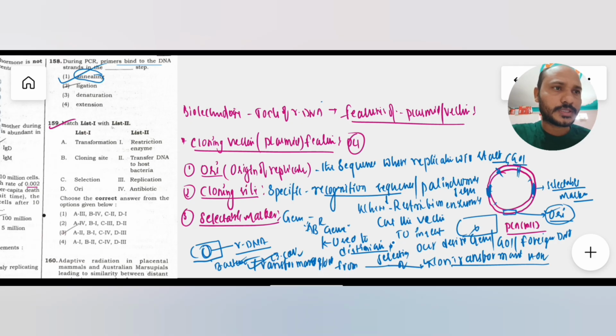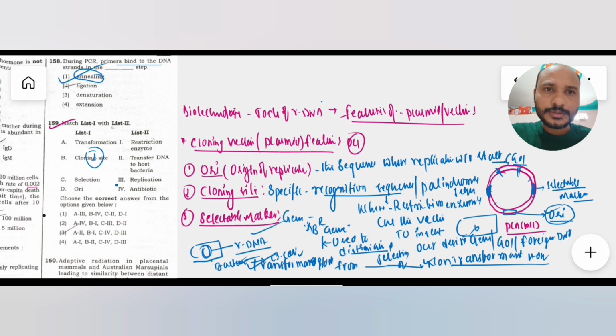Okay, so for that purpose we use selectable markers. Like that we have various features of plasmids. So once we analyze this statement here, transformation. First we read restriction enzymes. Who plays an important role in restriction enzymes? Cloning sites. So here B is 1.